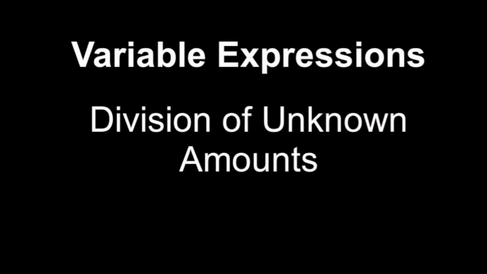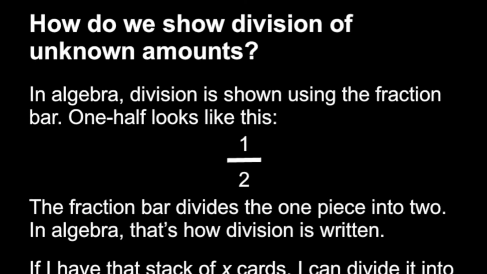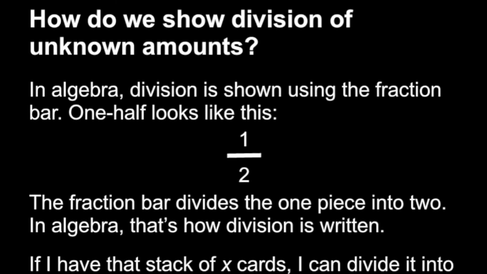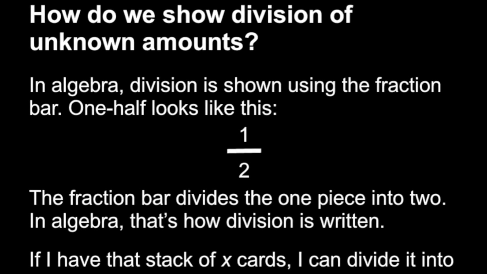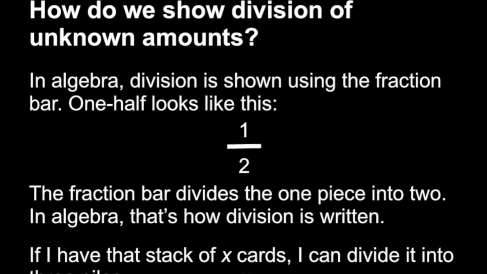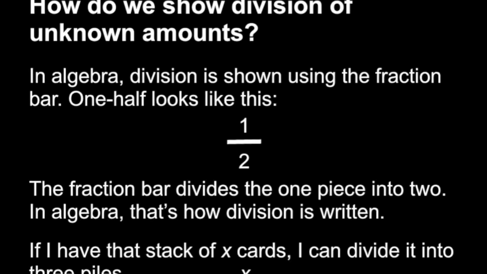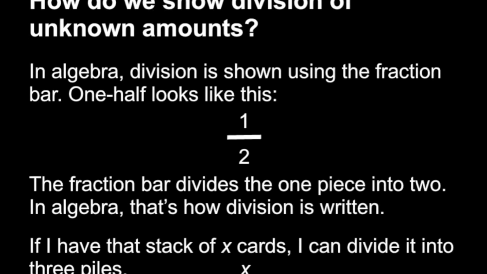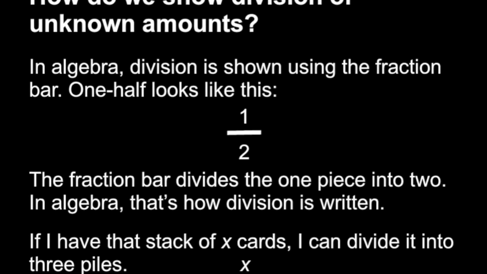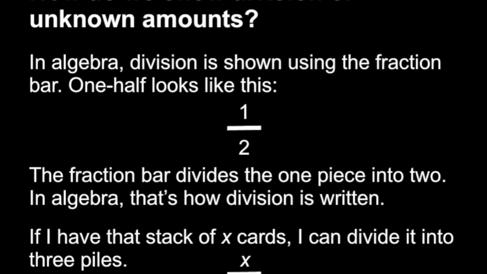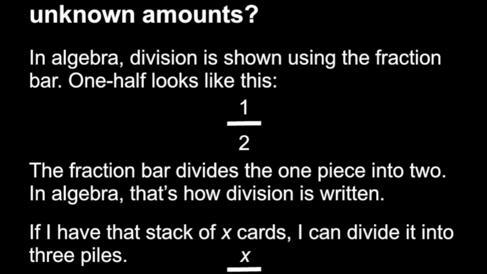Variable expressions, division of unknown amounts. How do we show division of unknown amounts? In algebra, division is shown using the fraction bar. 1/2 looks like this, 1 over 2, or 1 out of the 2 pieces. The fraction bar divides the 1 piece into 2. In algebra, that's how division is written.